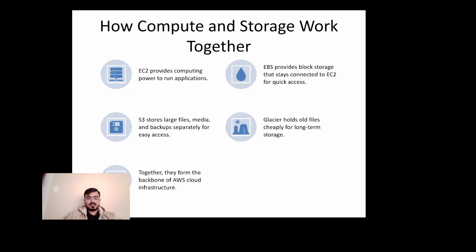So all these services are powerful on their own, but together they are even stronger. So here's how they connect. EC2 provides computing power. EBS acts as its local hard drive. S3 stores large files or backups. Glacier keeps your old data for years at a very low cost. Together they make the foundation of every AWS system.